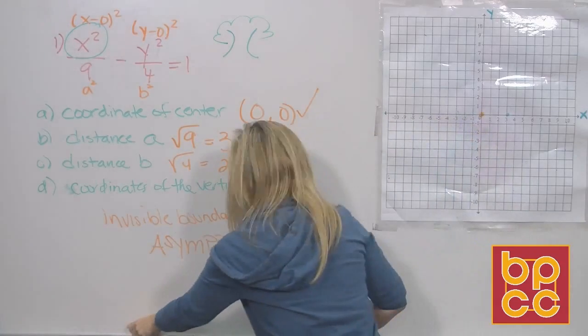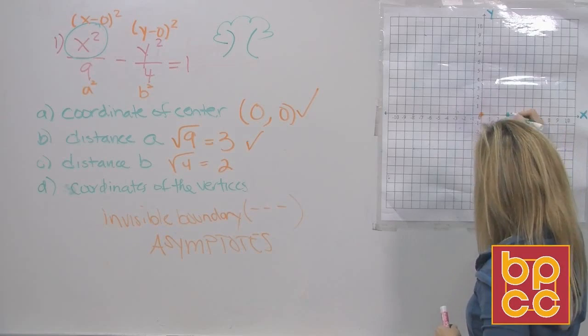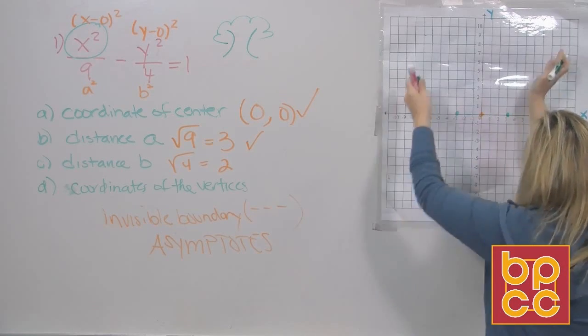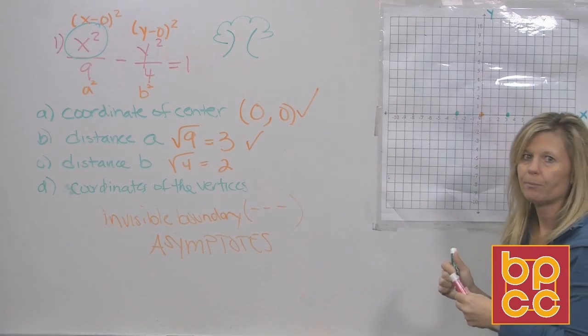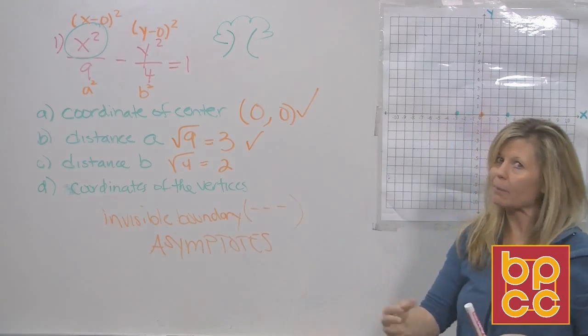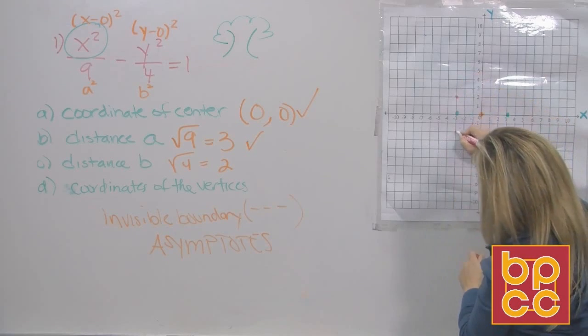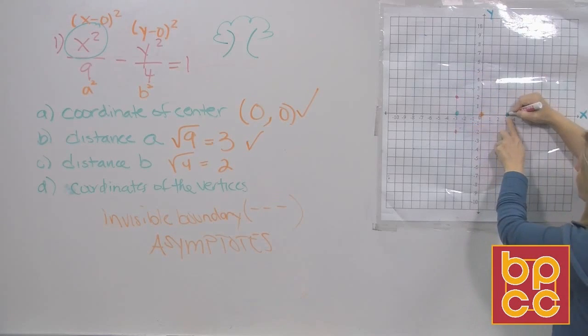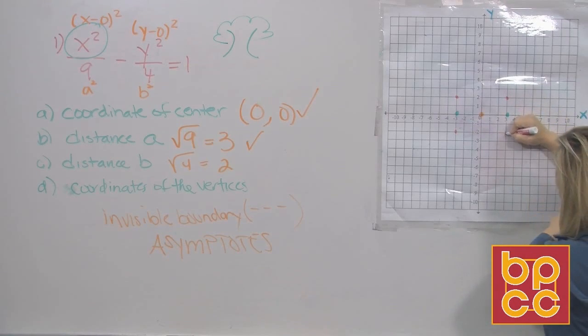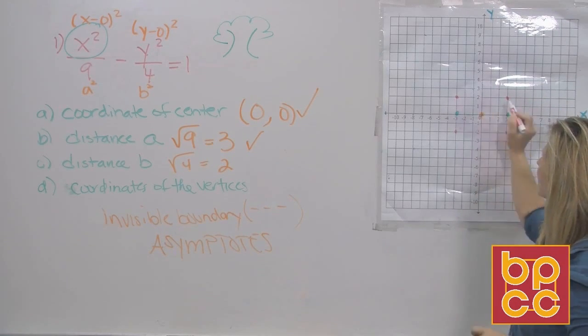So what we're going to do is we have our vertices plotted. From the center, we move 3 to the right, 3 to the left. The curve's got to go through there. Now we're going to take our other distance B, which has got to move up and down. From this vertex, we're going to move up 2, down 2. From this vertex, we're going to move up 2 or down 2. If you do this correctly, you should see the box, the rectangle.